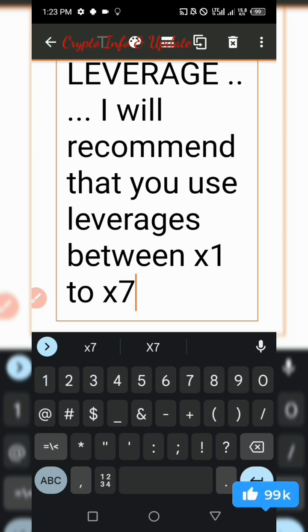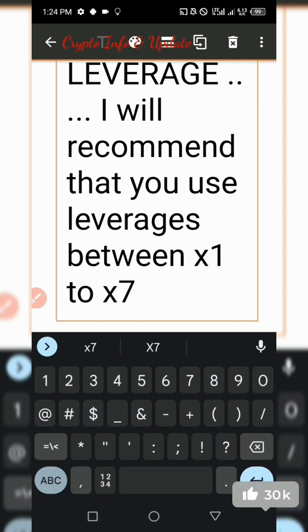But even 7 is kind of risky. I mean, for the purpose of this very strategy, I'm telling you the truth. Even 7 is a bit risky. It's too high. Do you understand? But you can use 2. You can use 3. You can use 4. You can cap it at 5. But if you decide to go for 6, 7, it's up to you. But I recommend between the ranges of 1 to 7 when it comes to leverage.